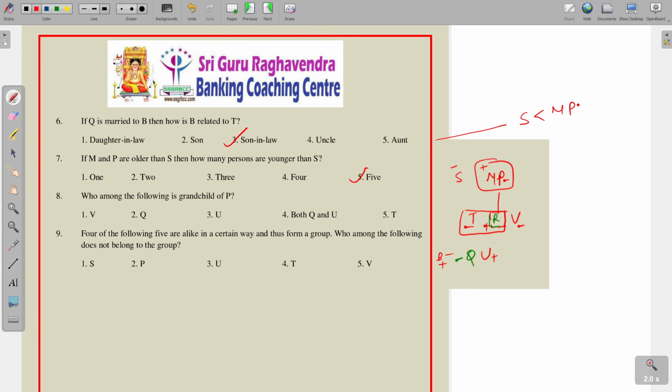Next, who among the following is grandchild of P? Grandchild of P is either Q or V, and both Q and U. Next, question number 9. Who among the following does not belong to the group? So need to find the odd one out. S is the female candidate, P female and U male, and T is female and V is female, that is U is the male candidate.